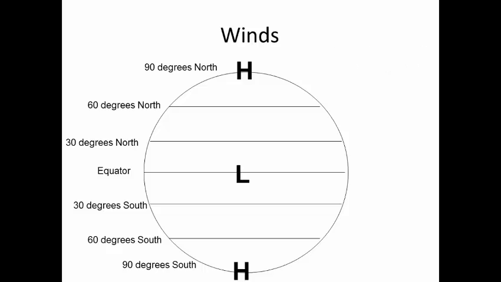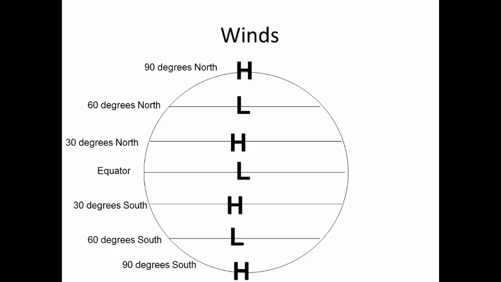Okay, now at 60 degrees north, we know that there is a global low. As a result, we shall put an L, and at 30 degrees north, there is a global high, so we shall put an H. The southern hemisphere mirrors the northern hemisphere, so we will put an H to represent a high at 30 degrees south, and at 60 degrees south, an L to represent a low pressure.